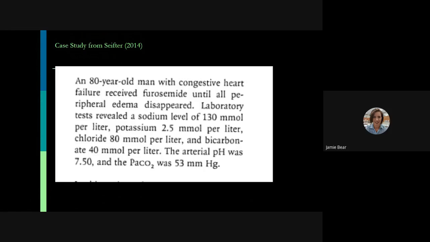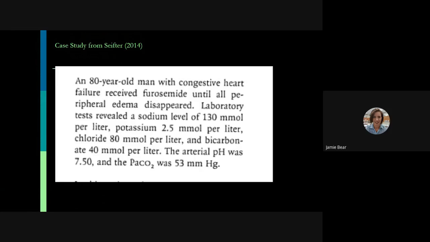The arterial pH was 7.50. The PaCO2 was 53. So if we look at this arterial blood gas, 7.50, 53, and a bicarb of 40, we see a partially compensated metabolic alkalosis.